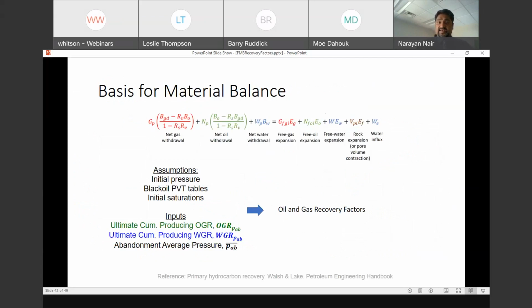And the basis for this is Dr. Lake's book and Walsh's book. You can also find this in the Petroleum Engineering Handbook.